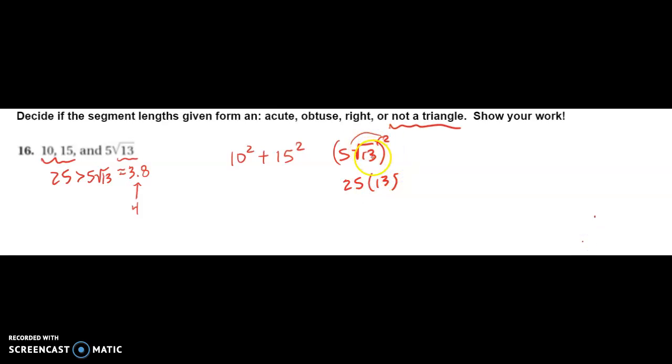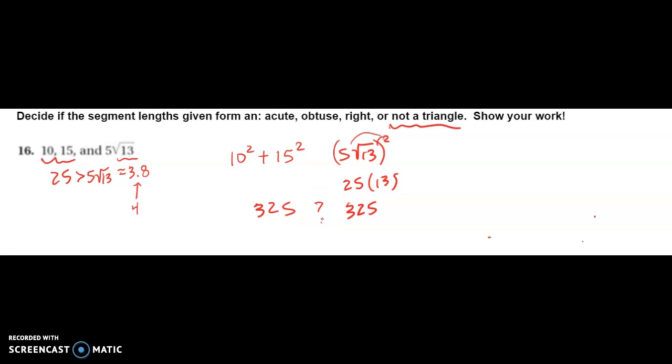So the square root of 13 squared just becomes a regular 13 here. 25 times 13 is 325. And so now I can compare. Let's go ahead and simplify this left side. The left side is 100 plus 225, so that's 325. So we're going to compare these two.